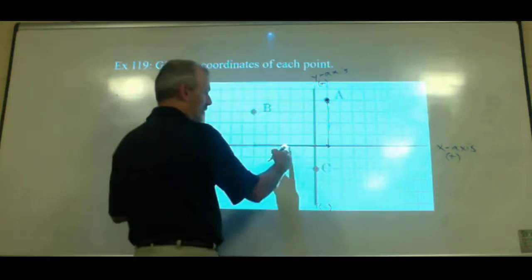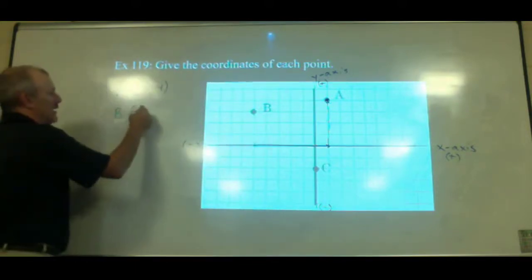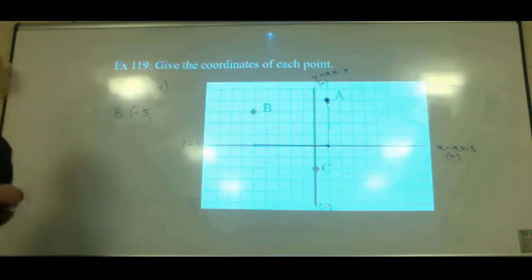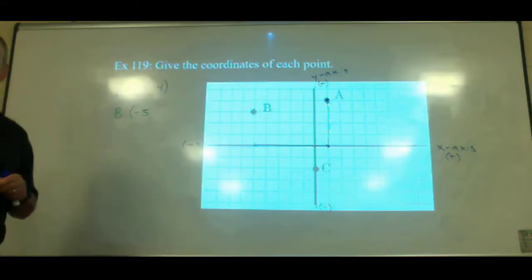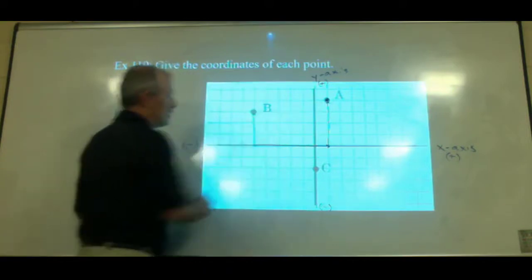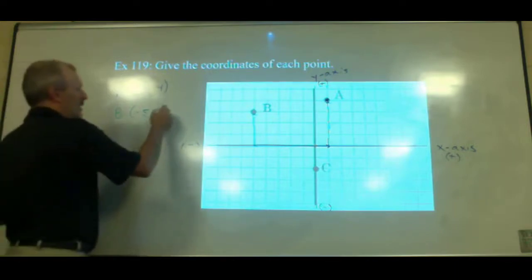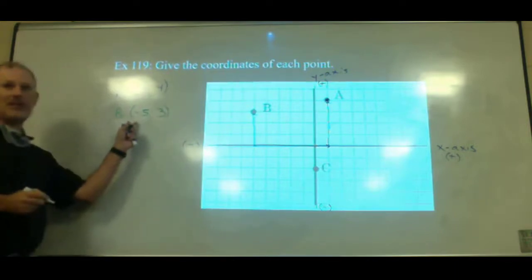How far are we going? -5. So point B, -5 first. That tells us we're going to the left 5 spaces. Then we're going up 3. So what number do we put in for the y? 3. Yes, 3. And that tells us from the origin, we went to the left 5 and up 3.